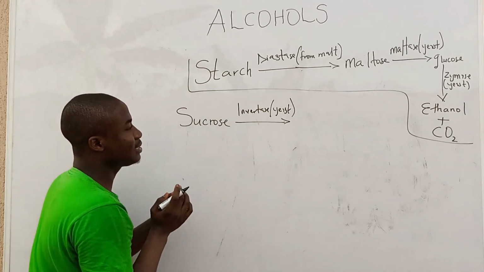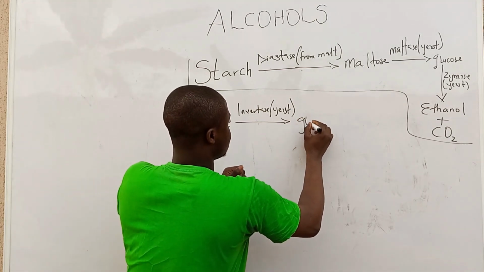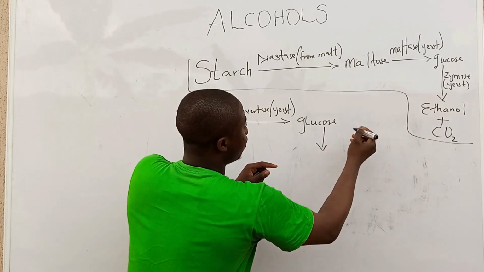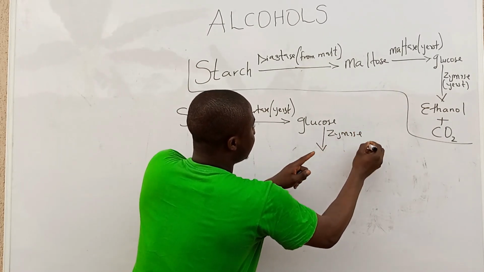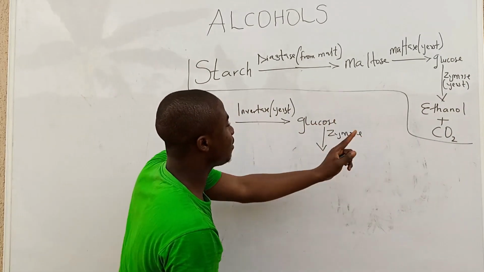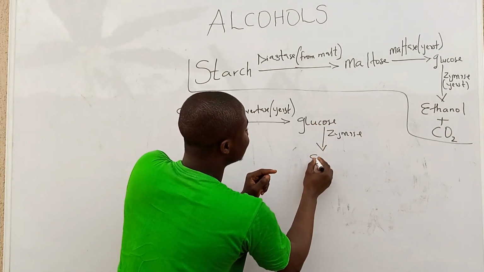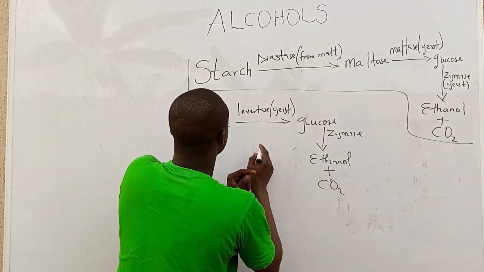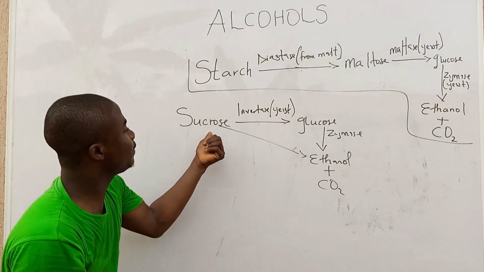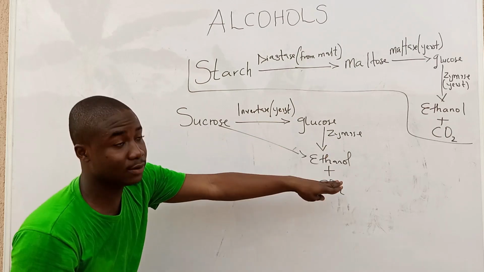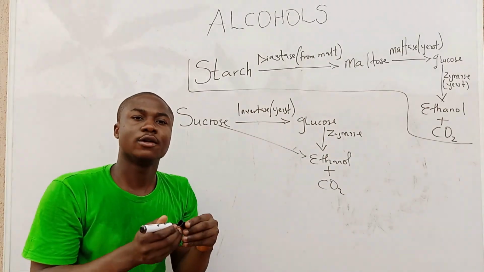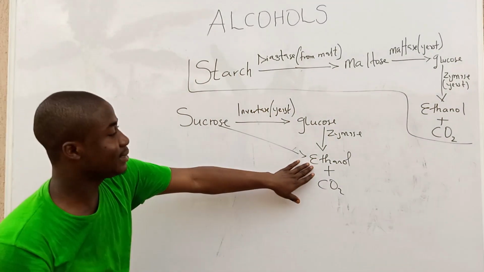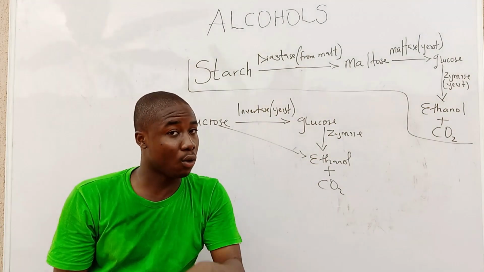We get glucose. Glucose now will be acted on by zymase. Zymase is the enzyme that will act on glucose to get ethanol plus carbon dioxide. So you can see sucrose is being converted to ethanol and it passes through these processes. These are some industrial processes of getting ethanol, which is an alcohol.